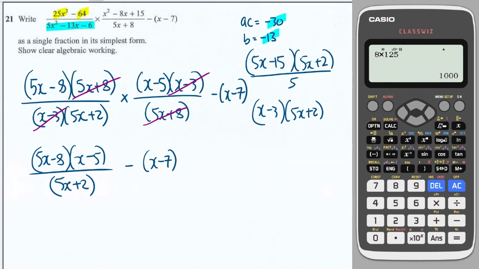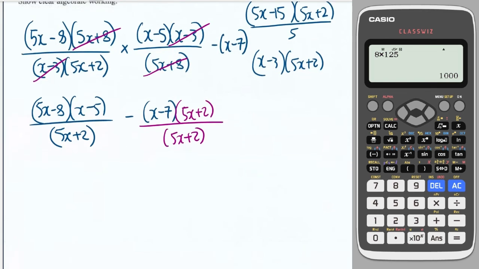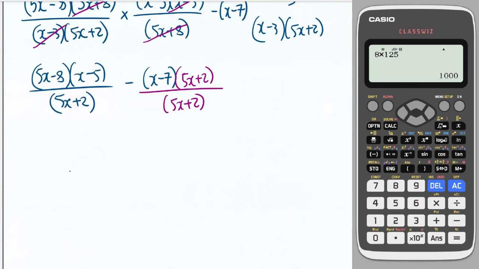Now I want a common denominator. That's going to make it much easier to subtract. So what I could do is I can times this x minus 7 on top by 5x plus 2, so that I can also times it on bottom by 5x plus 2. So I haven't actually changed the x minus 7 because I've times it on the top and the bottom by the same thing, but now I've got a common denominator, that's going to make my life much easier. Okay, so the common denominator is 5x plus 2.